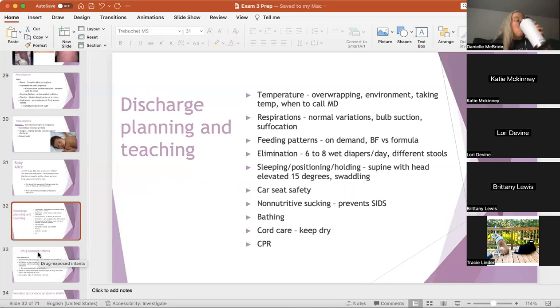How many wet diapers and how to monitor the stools? So how many wet diapers should a baby have? 6 to 8 wet diapers a day. How many stools do you think? When you say a day, do you mean in a 24-hour period? In 24 hours. Okay. How many stools do you think a breastfed baby has? Once the milk comes in, it's usually pretty frequent. Yeah, they usually have at least 3 substantial stools per day when they're breastfed.